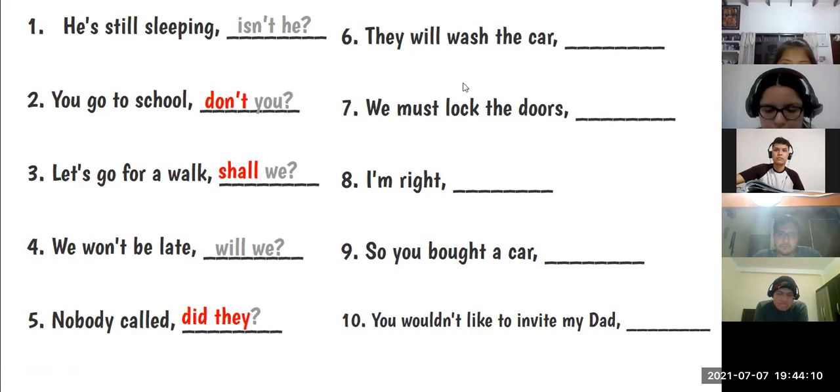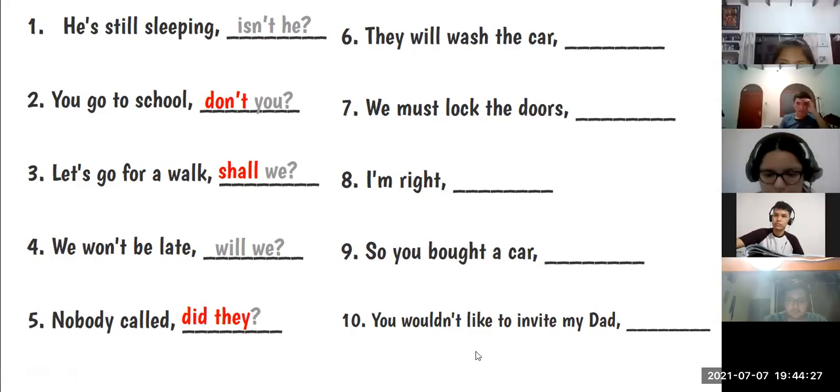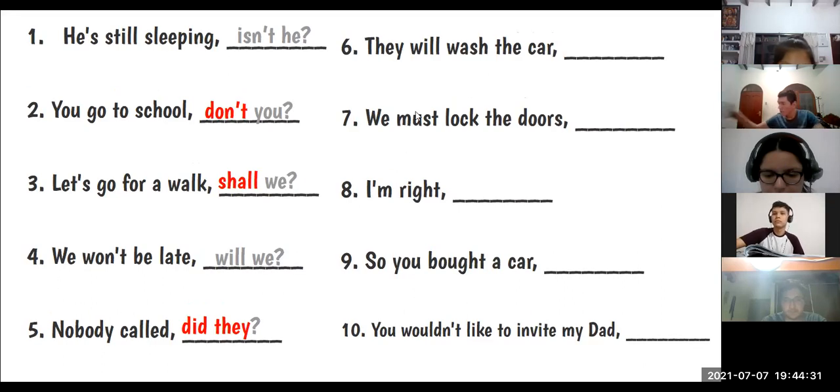Alison, what about this one? They will wash the car. Won't we? What do you think, Juan? One day, right? Recuerden que siempre utilizamos el mismo sujeto que tenemos acá. One day.